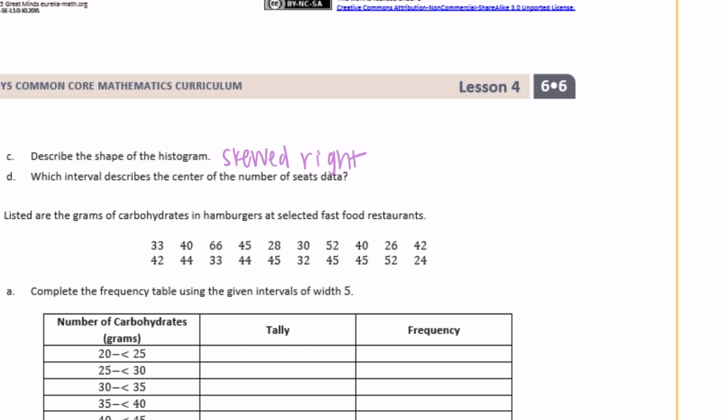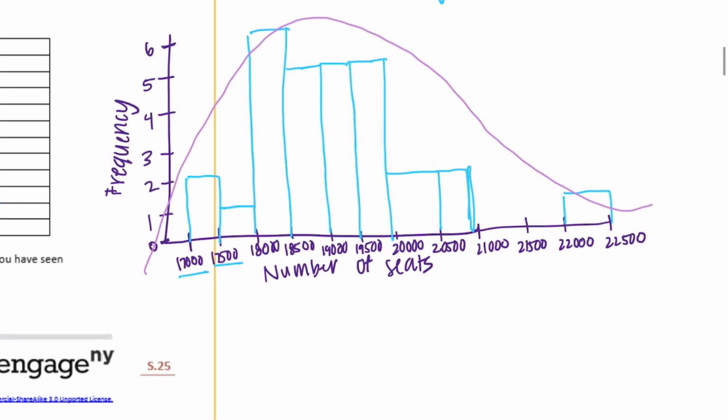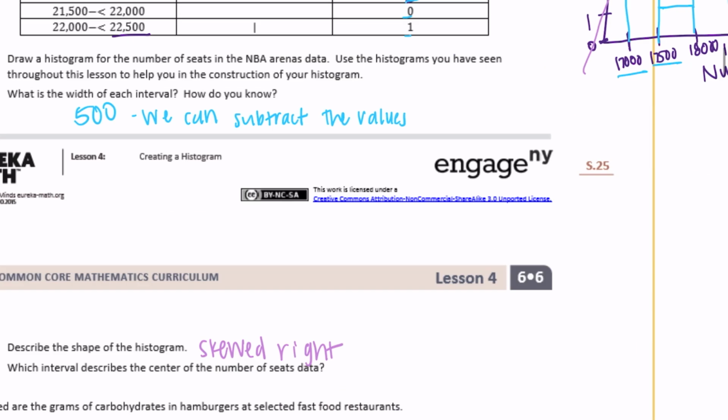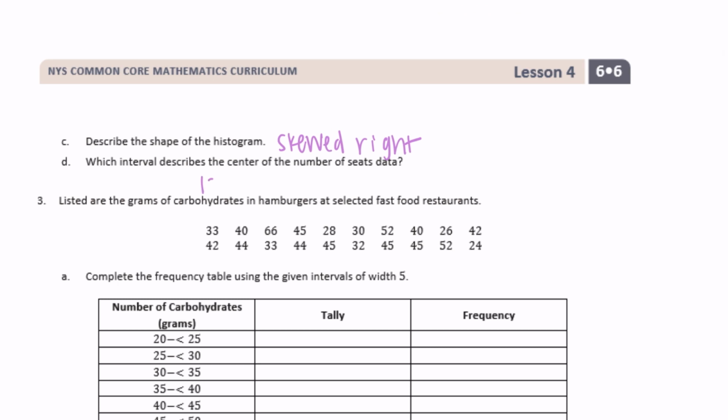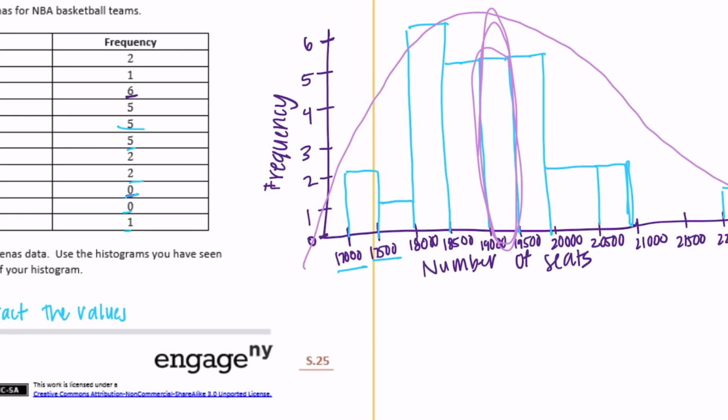And what interval describes the center of the data? So the center of the data, I think this looks about to be the center of the data to me. Between 19,000 and 19,500. It looks like there's an equal amount on the left side and an equal amount on the right side. I'm going to go with that. 19,000 to 19,500 is the center. And it could vary, but make sure you pick something in this range would probably be the center.